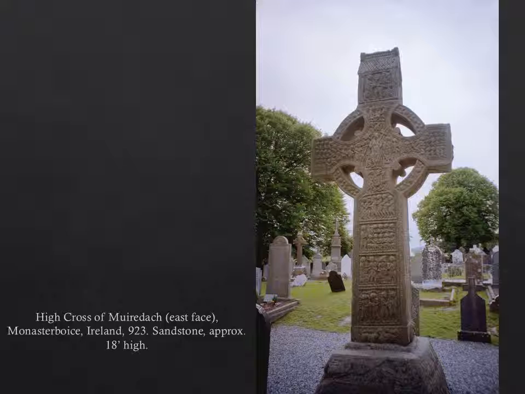This is called a high cross. It's a tomb marker. It is 18 feet tall. So it's quite a monumental piece. As you can see, it's got all kinds of depictions of Christ in judgment and the life of Jesus, very elaborately done. You'll notice that the depiction of the figures in the scene are sort of abstracted in that late Roman Empire style that we talked about at the collapse of the Roman Empire. So we're still using that kind of figural representation.